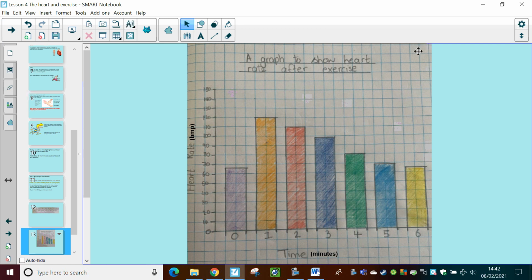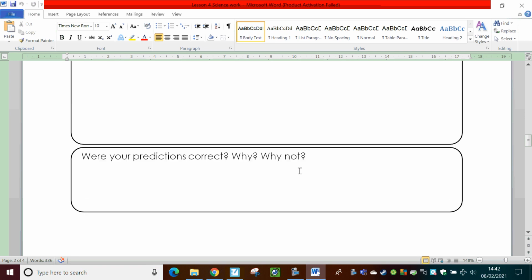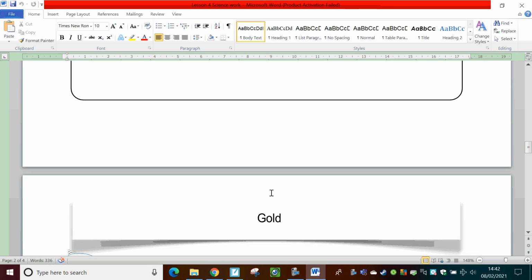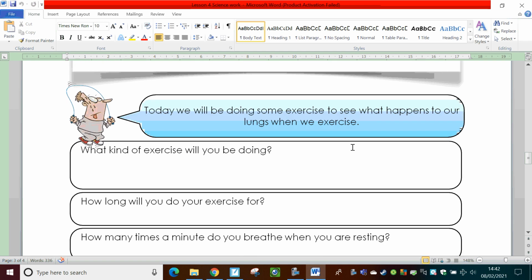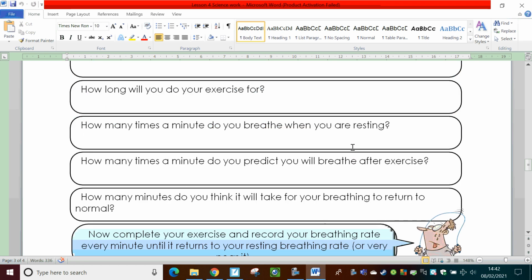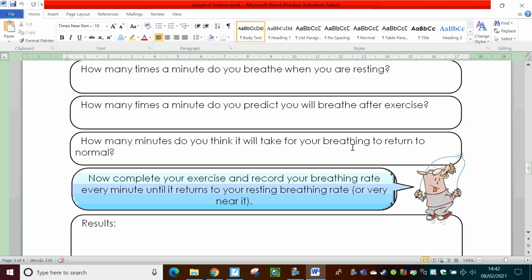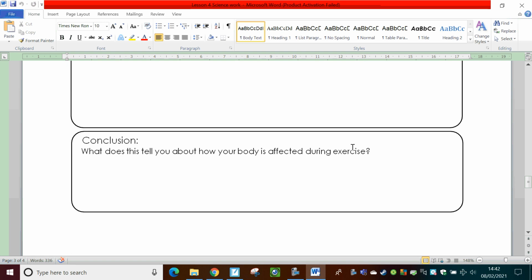So again, you can pause it on this. This will help support you when you draw your own silver and gold with that information. And you've got a little bit more to do. Gold, once you've completed the silver, you have another investigation to complete by looking at how exercise affects our lungs. And again, if you read through that, it's very similar to what you've just done, all very self-explanatory. But if you have any major problems, then please, I am on Teams, give me a shout.